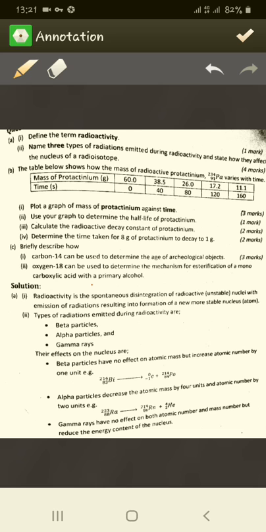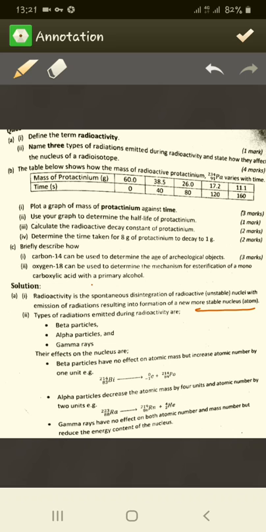So a question can be: state or explain what is meant by radioactivity. There you can go ahead and give the radiations that are emitted. But if the question says define, then you can stop here because after all, there was another question asking you to give the types of radiations. Name 3 types of radiations emitted during radioactivity and state how they affect the nucleus of a radioisotope.